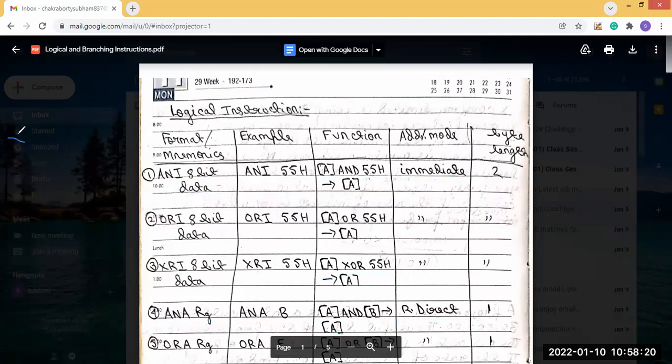Then after that, XRA, and let's say a register name, we are using the register name as D. So what will happen if XRA and D is mentioned? Can anyone say what will happen?